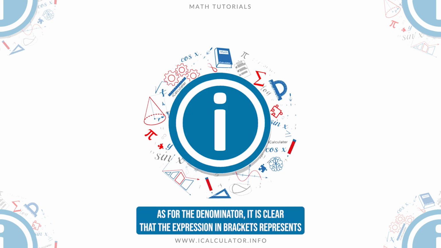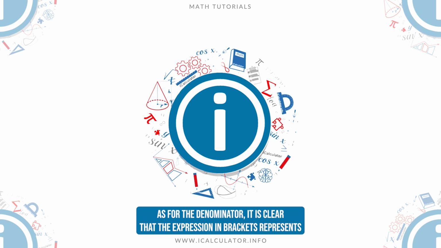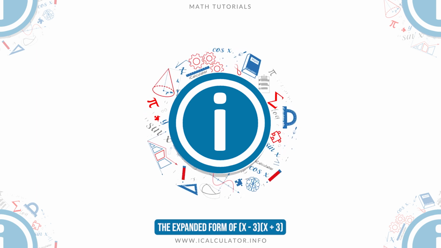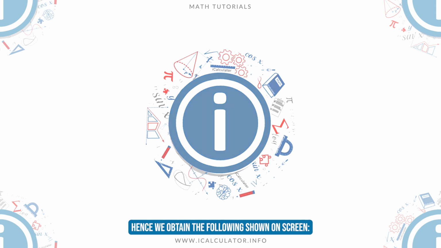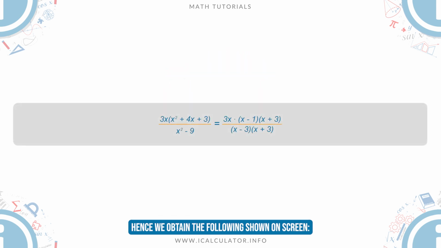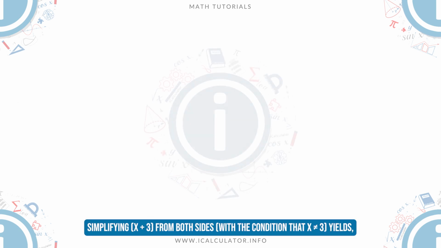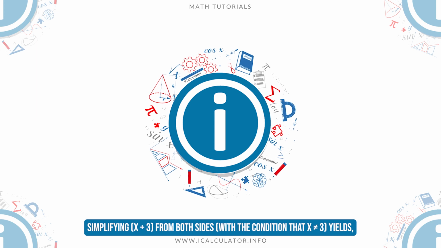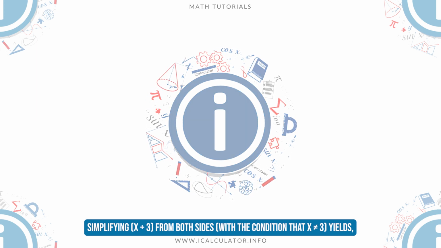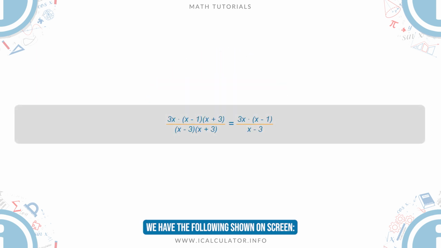As for the denominator, it is clear that the expression in brackets represents the expanded form of x minus 3, x plus 3. Hence, we obtain the following. Simplifying x plus 3 from both sides, with the condition that x not equal to 3, yields the following.